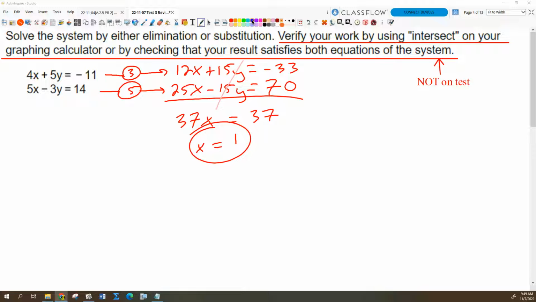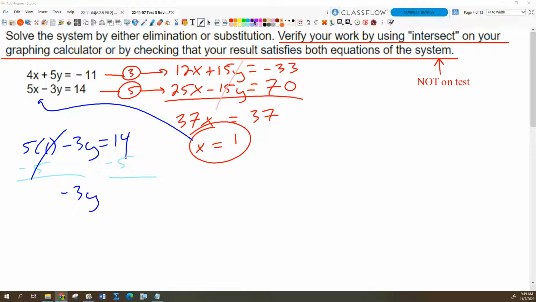And now I'll just plug that back into either one of the equations. Let's just go into the bottom one. If I plug 1 into the bottom one, I get 5 times 1 minus 3y equals 14. I could subtract the 5 from both sides and get negative 3y equals 9. So then isn't y just negative 3? Okay, no biggie, right?